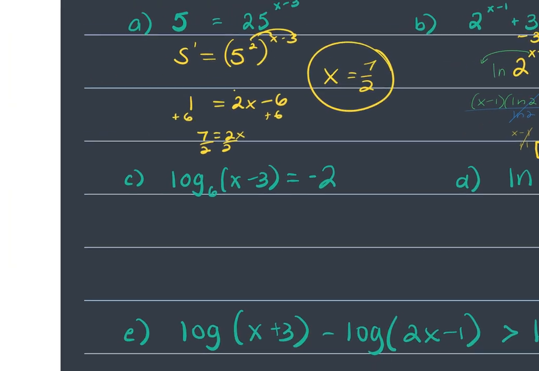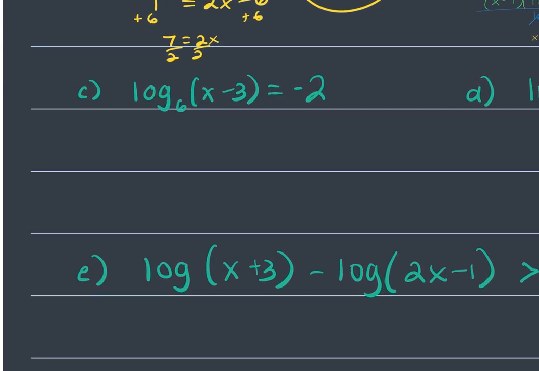Okay. All right, C: log base 6 of x minus 3 equals negative 2. First of all, it starts with a log, which means I have to check. What are you going to do? Convert to exponential, right? So the 6 is going to pick up the negative 2 equals x minus 3. And I get x minus 3 equals 1 over 36.